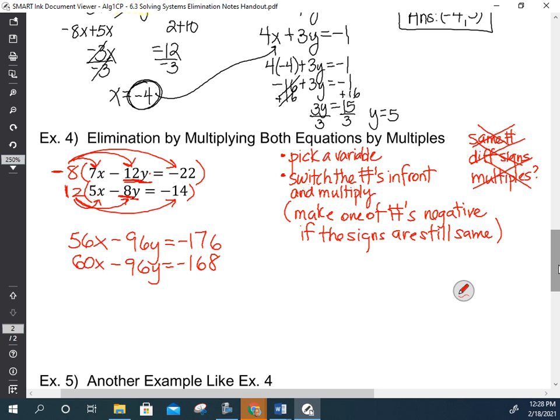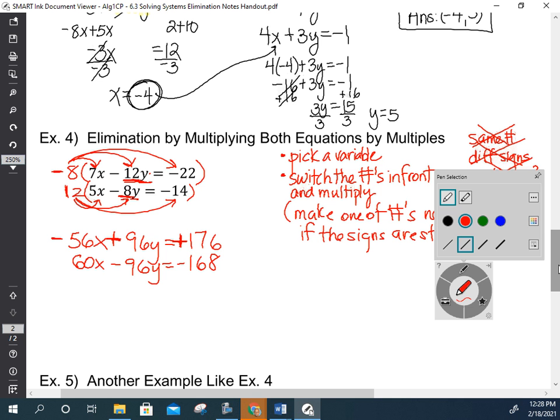So negative 8 times 7 is negative 56. Negative 8 times negative 12 is positive 96. Negative 8 times negative 22 is positive 176. So now we've got the opposites that we need. Any questions before we continue?